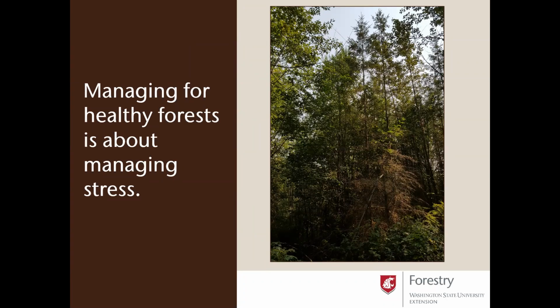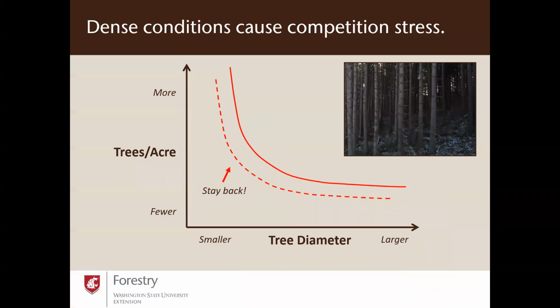Okay, so in terms of managing for a healthy forest, it really comes down to managing stress. Just like with us, when we are stressed, our immune systems get compromised, and it's the same way with trees. So here we have a simple chart. On the x-axis, we see tree density expressed as trees per acre, going from fewer to more. And then on the y-axis, we see tree diameter going from smaller to larger.